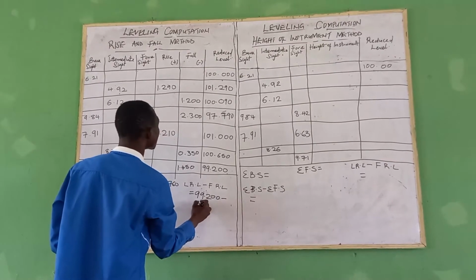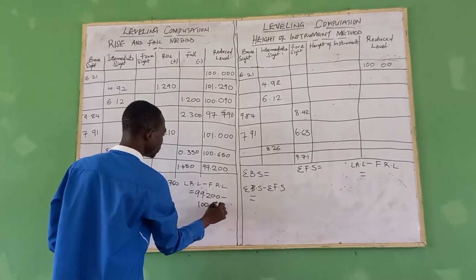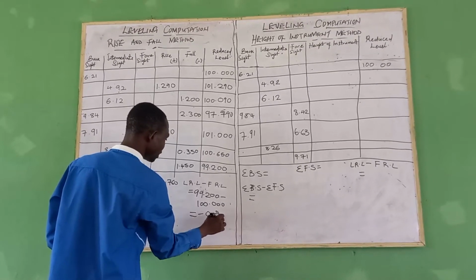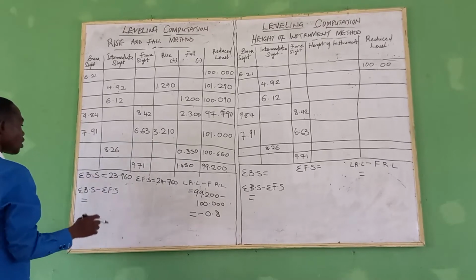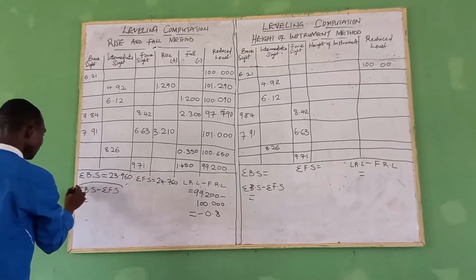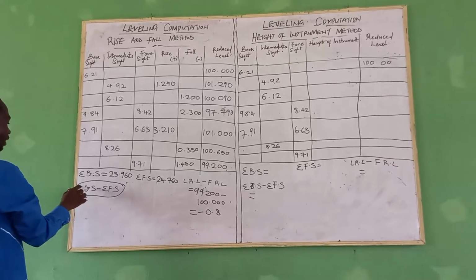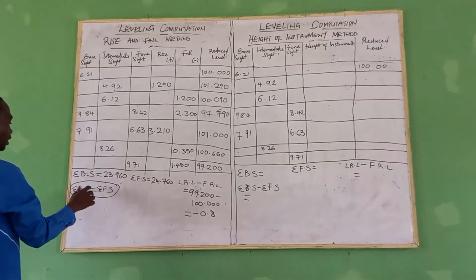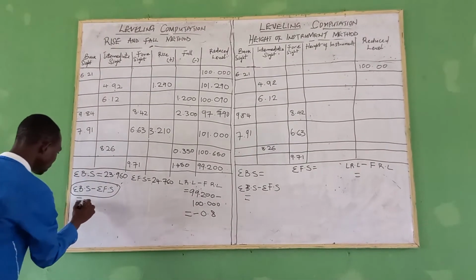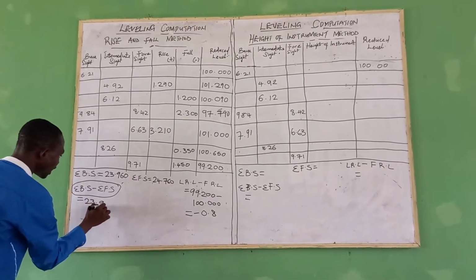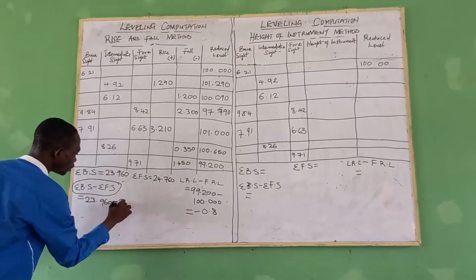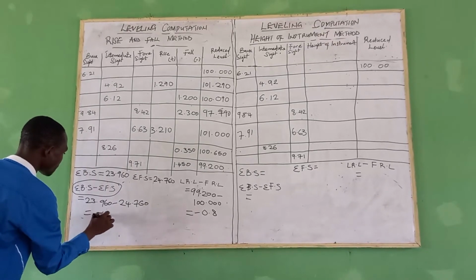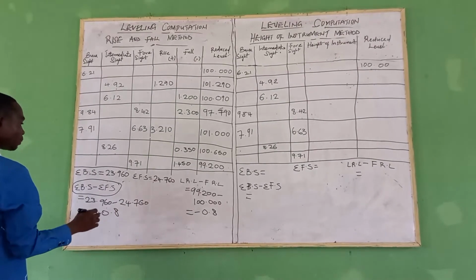minus 100.000, which equals minus 0.8. Now, we have this formula here that says summation of back sides minus summation of fore sides, which is 23.960 minus 24.760, which equals minus 0.8.